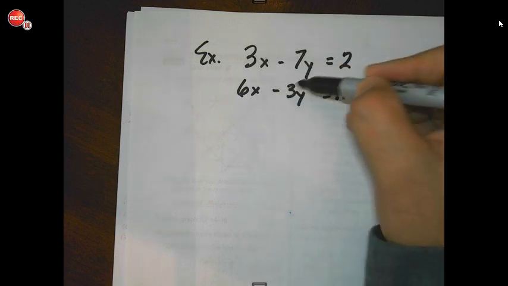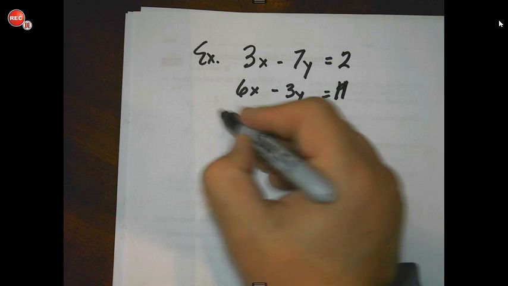we'll say 11. All right, so I'm doing it in my head, so I'm trying to figure it out a little bit in my head as we do this. So 3x minus 7y equals 2, 6x minus 3y equals 11. All right, we're going to use the elimination method.